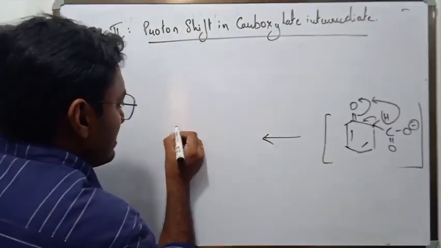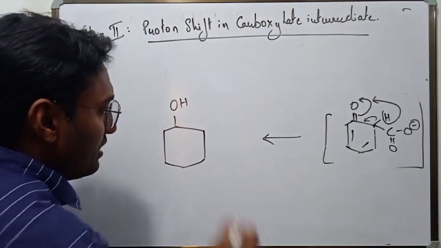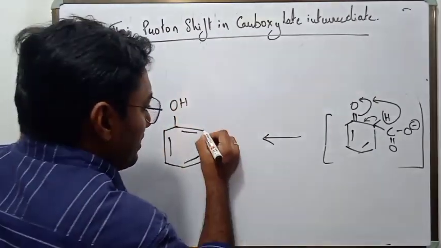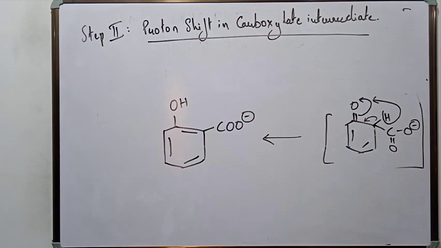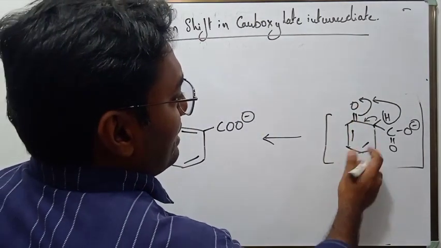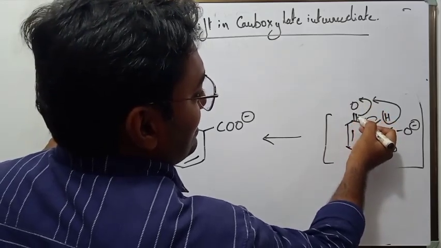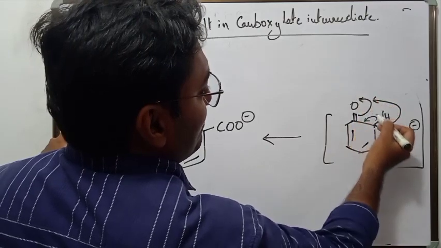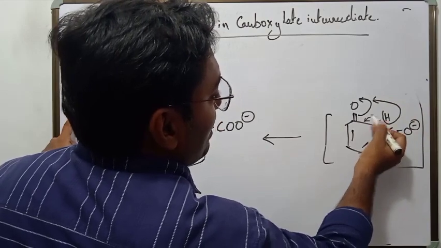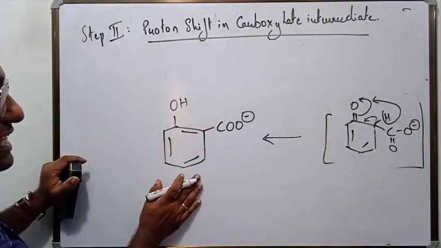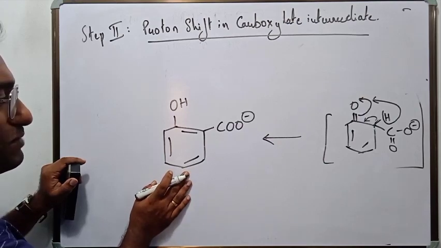So now what we get is this: OH comes here, correct, and COO minus, right? So what happened here? This is the carboxylate intermediate. This electron pair of oxygen now shifts here. It becomes negative. When it becomes negative, proton shift takes place. When proton shift takes place, this electron pair now comes back into the benzene ring, and what you get is this, that is salt of salicylic acid, or salt of orthohydroxybenzoic acid.